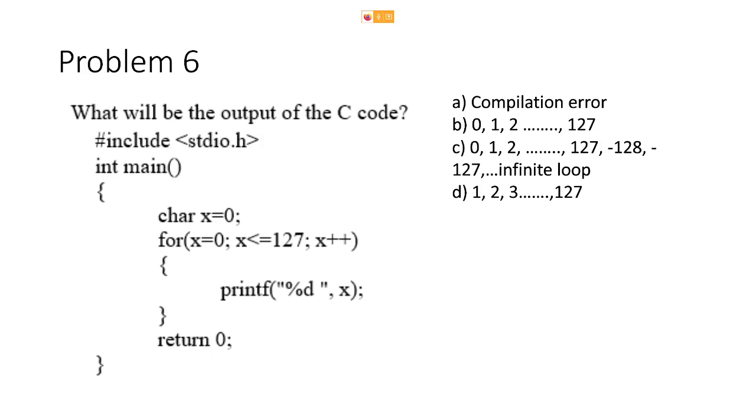See, ma'am. Which option? See, ma'am, C. Yeah, that's correct. How? Character x equals 0, ma'am. Yes, yeah. For x equals 0, 0 less than or equals to 127. Yes. x plus plus means x value is 127, 127 plus plus. Here is the increment, ma'am.